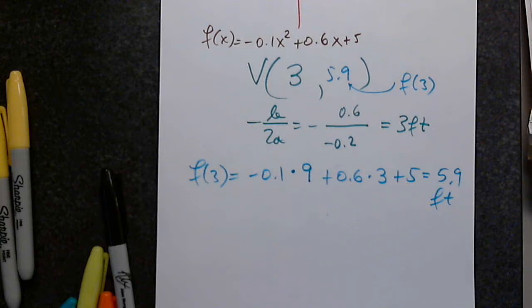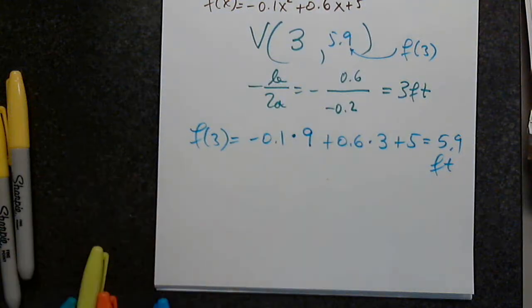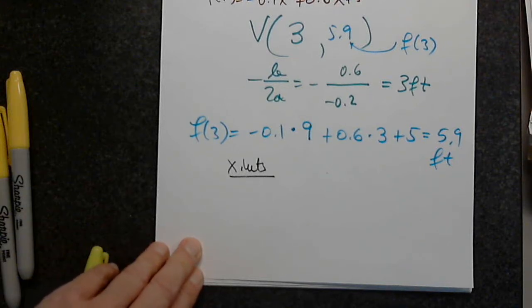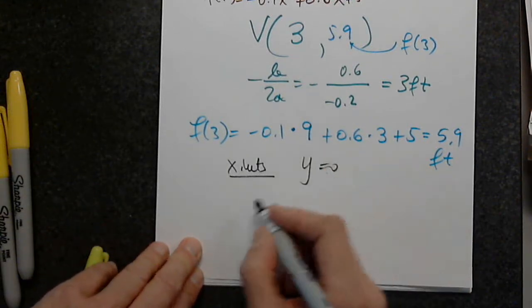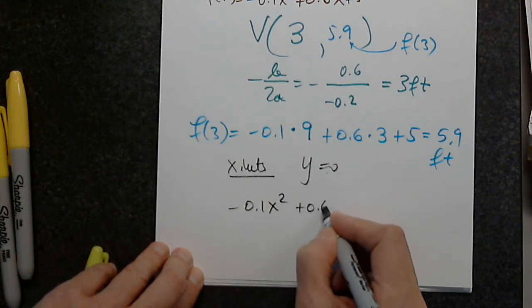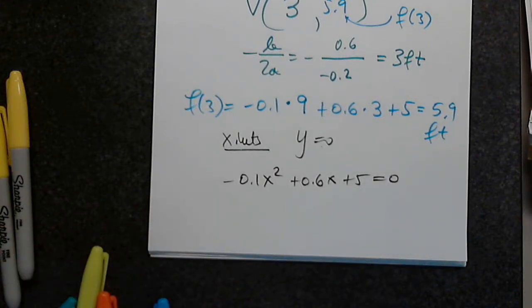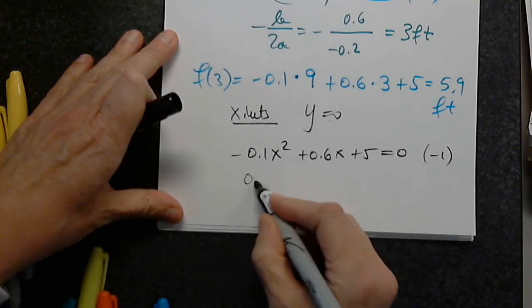Now the next question here is asking us how far from where I threw it up in the air it will hit the ground. What am I asked to find now? Very good. Awesome. How do I find the x-intercepts for any function? Awesome. Set y equal to 0. Negative 0.1 x squared plus 0.6 x plus 5 equals 0. I think you know me quite well, and you'll tell me what I would do next. Thank you. I would definitely do that.